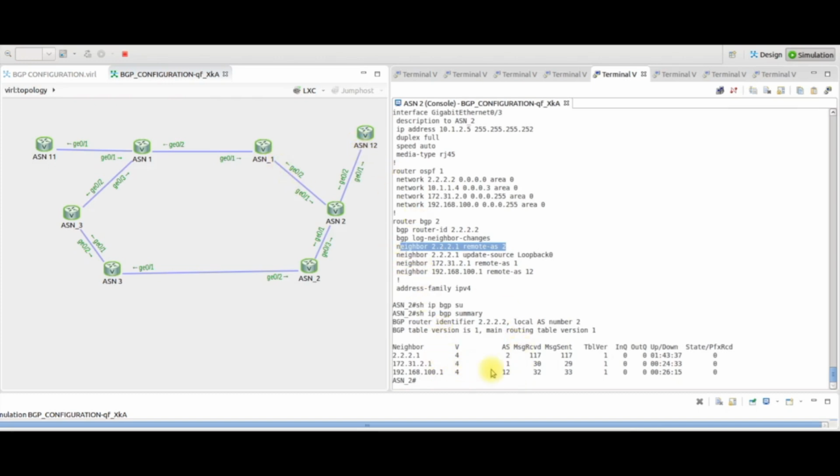It shows you the version. It shows you the autonomous system, how many messages have been received and sent, okay? The table version, all right? But there have been no in or out queries, I should say. And a zero, that's just fine. I mean, nobody's sharing anything with me.